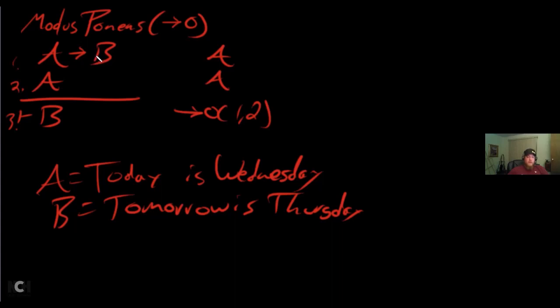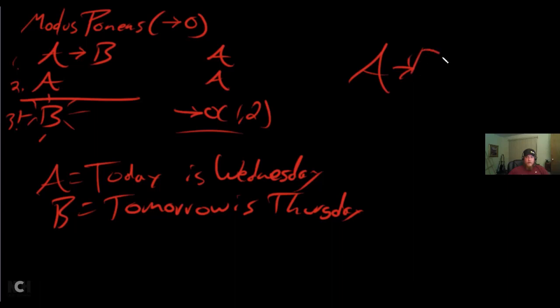Okay, and we've also got separately, hey, by the way, today's Wednesday. Then what do we know? We know this. Tomorrow is Thursday. How do we know that? Modus ponens, arrow out, from these first two lines. Okay, we know this from this and this put together. And so modus ponens is the shape. Arrow out is the shape.